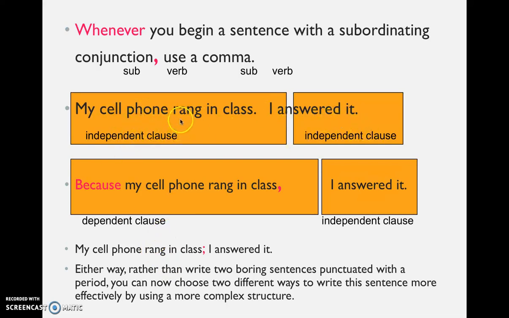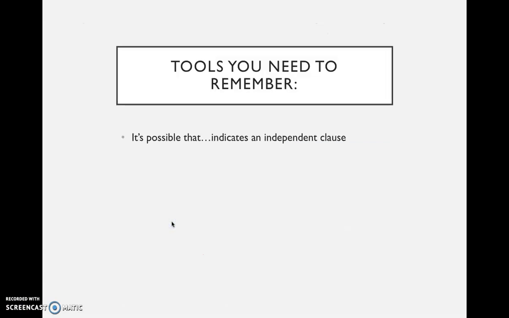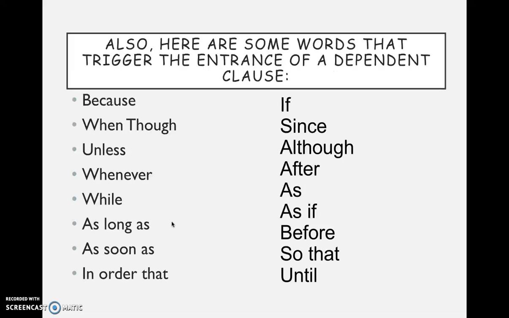So here's some more sentences that work for that. So remember, if you're trying to figure out if something's an independent clause, you can put it's possible that in front of it. If it makes sense, it's independent. Here are some words that actually trigger something that's independent to become dependent when you put them at the front of the clause. So if it was, I like dogs, if you put because in front of that, it doesn't make sense anymore, right? Or when, or though. All of these, when added, make something dependent.